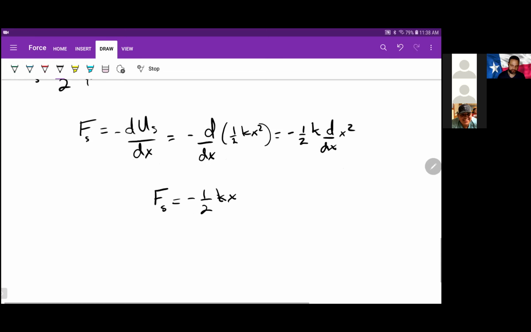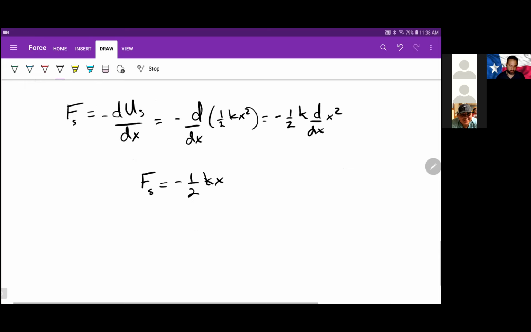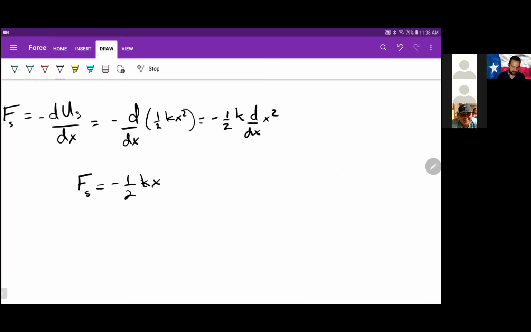All right. So we'll notice a couple things here. First, we have this negative, right? The negative is there to imply that the force acts in the opposite direction of the motion.